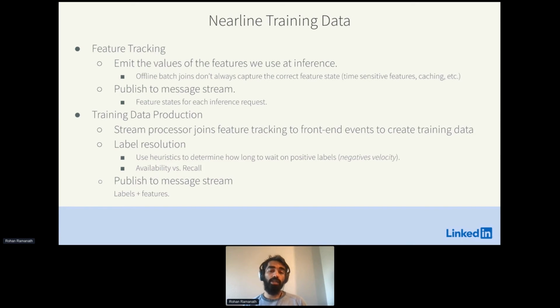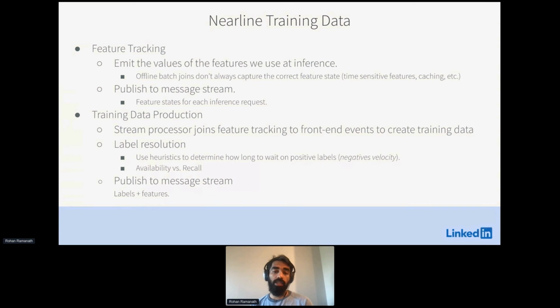In practice, one of the biggest challenges with streaming joins is you have windows of data, but you have to decide how long you are going to wait on this window to decide whether an event was a positive or a negative, and the member just completely ignored this item.